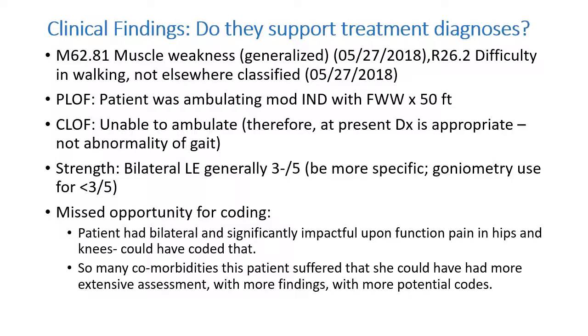Today we're going to look at whether your clinical findings and your evaluation support the treatment diagnoses that you're using. As an example, we're going to look at a particular patient. This is a PT example, and the two diagnoses used on this patient were muscle weakness, generalized, and difficulty in walking. Let me talk for a moment about generalized muscle weakness.